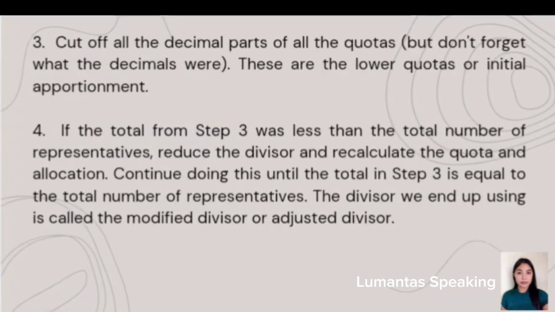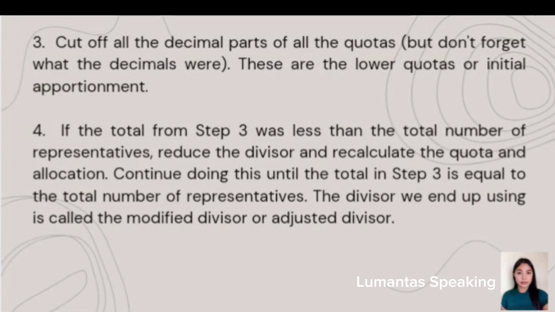The third step is to cut off all the decimal parts of all the quotas, but don't forget what the decimals were. These are the lower quotas, or initial apportionment. In this step, we trim down the quotas we calculated in the previous step by discarding the decimal portions, leaving us with only the whole numbers. This process is referred to as obtaining the lower quotas or initial apportionment.